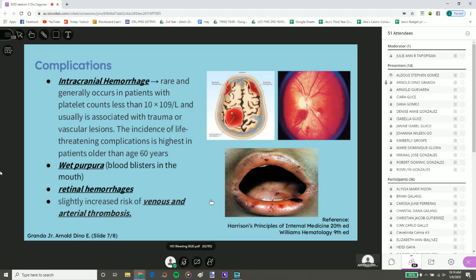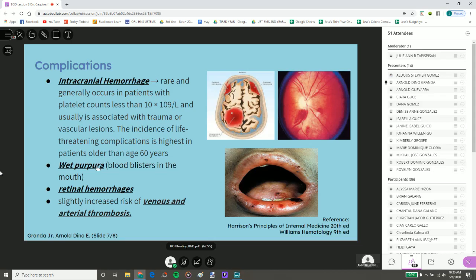Complications-wise, these are rare and usually occur in patients with severely low platelet count. Our patient presented with left cerebral hemorrhage. It generally occurs in patients with a platelet count of less than 10 times 10 raised to the 9th per liter. Our patient in the case had a platelet count of 3 times 10 raised to the 9th per liter. This is usually associated with trauma or vascular lesions, and the incidence of this complication is highest in older patients, specifically more than 60 years of age.